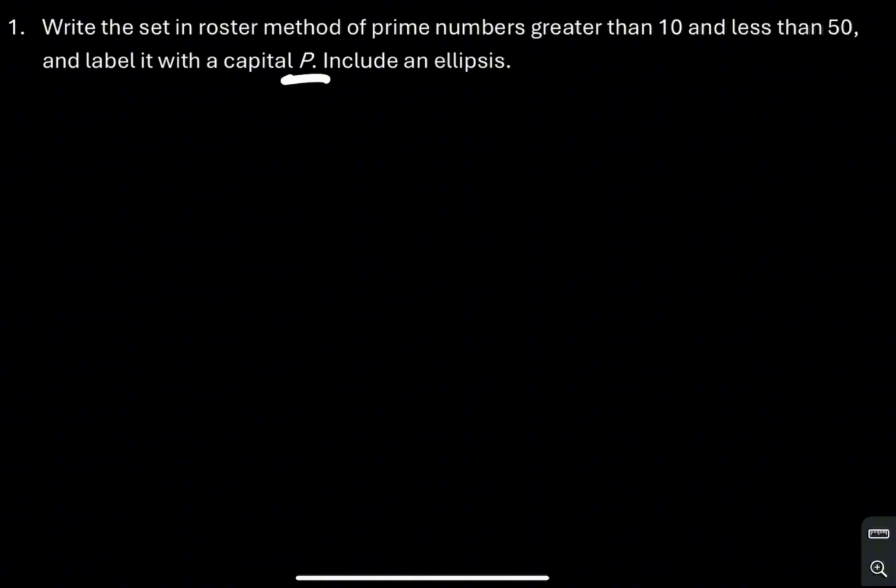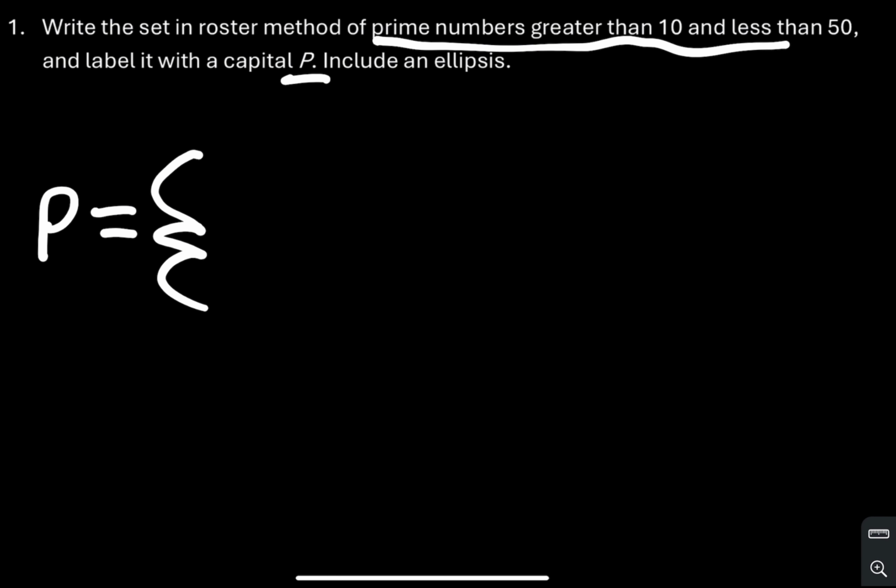So our set name is going to be set P. And our elements in our set are going to be prime numbers greater than 10 and less than 50. And we have to include an ellipsis. So an ellipsis is a way to summarize a set or summarize a pattern.